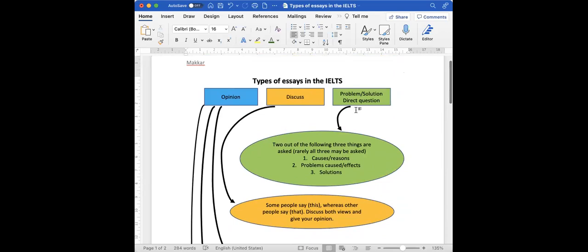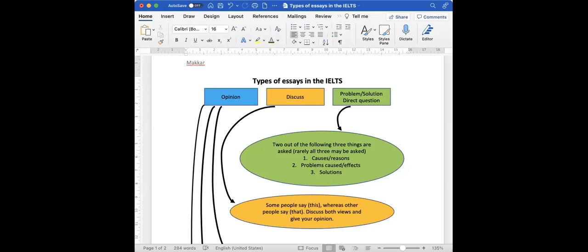So first I'll tell you about the problem solution or direct question, because in my flowchart I have put that at number 1 here. So 2 out of the following 3 things are asked, and rarely all 3 may be asked. I have picked up one example of each type, and I'll be handling that with you right now. In the problem solution essay, you can be asked the causes and the reasons. Causes and reasons are the same thing. You can be asked what problems it causes or what effects there are.